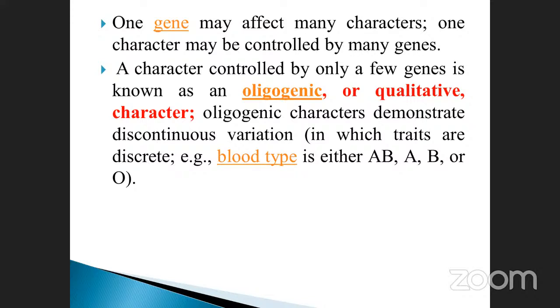Once again, repeat for you. One gene may affect many characters. One character may be controlled by many genes. A character controlled by only a few genes is known as oligogenic, or qualitative characters. Oligogenic characters demonstrate discontinuous variation in which traits are discrete. Example: blood type is either AB or A or B or O. So this is very, very important. Oligogenic genes may be asked as examples, multiple alleles. Sometimes they may ask the alternative form, qualitative characters. You must note it down.